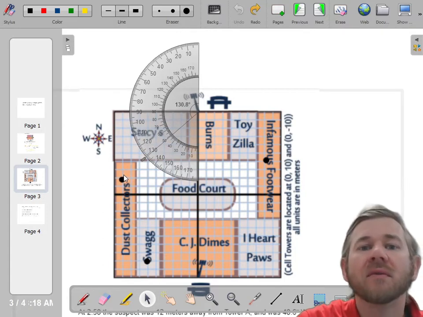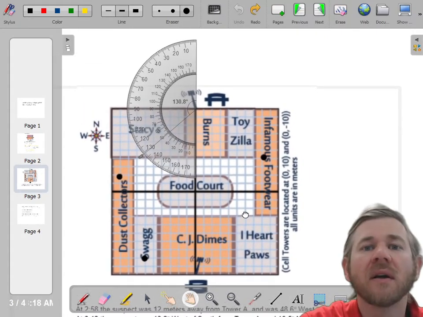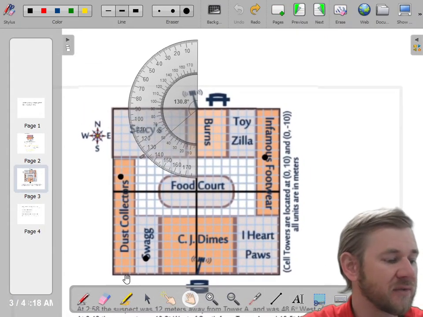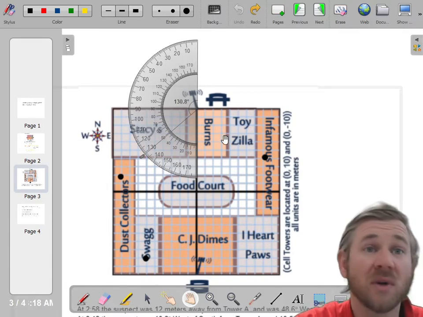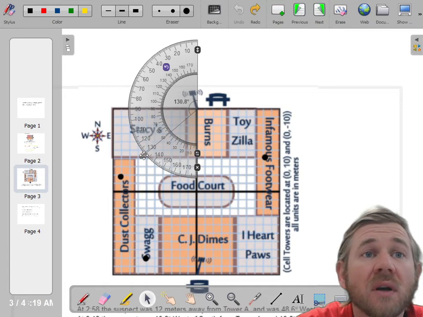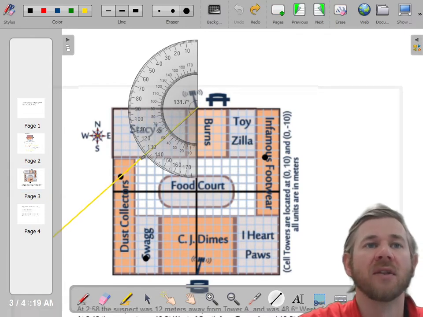We said it was, how many? 48.6? Okay, so if I actually do 180 minus 48.6, I can get the decimal even more exact. Might as well. So 131.4. There you go. Okay, so you can see this is sort of our angle that we're going to work on.